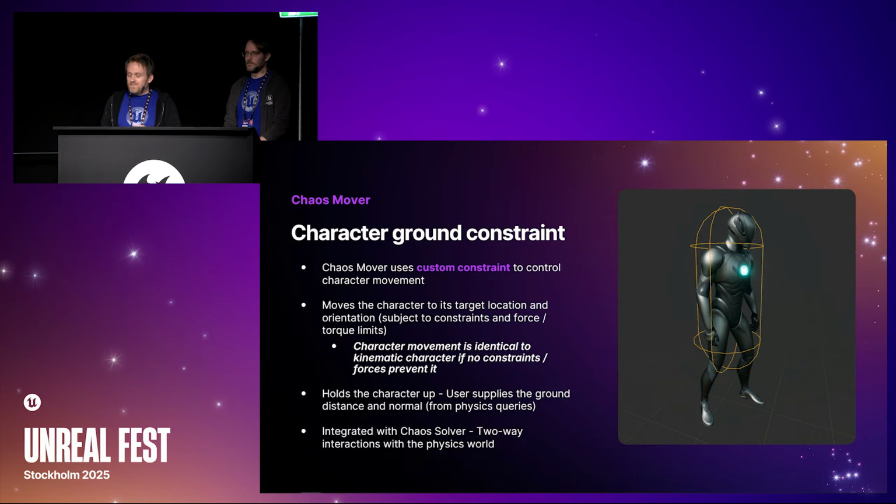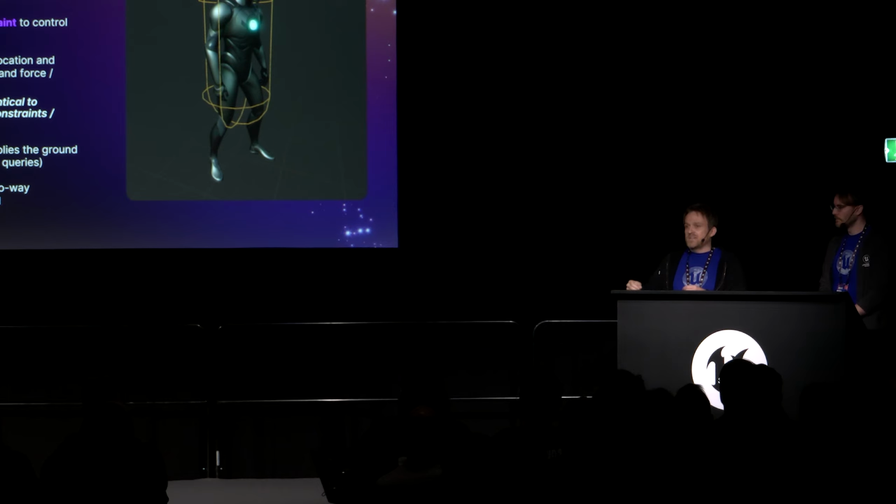And so if there's nothing else in the way, like if there are no other constraints that are preventing the character from reaching its target, then the movement will be followed exactly. So whatever you set as your movement target for your character, the character will achieve, and the physics character will move exactly the same as the kinematic character.